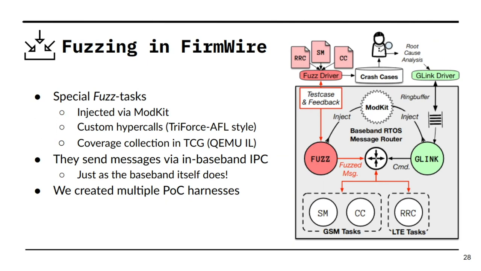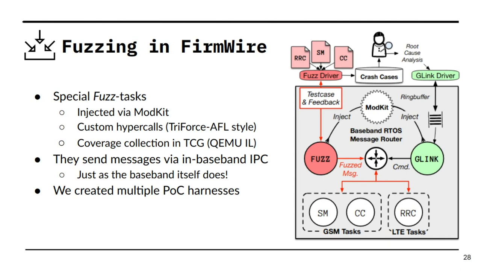And how do we do fuzzing in firmware? Well, we can do normal AFL++ fuzzing, but we do it against a full system emulated baseband, which is kind of cool. For this, we have another task. We had the G-Link task earlier where you can type things in Python and interact with the baseband, but of course this is slow. For fuzzing, we injected a fuzz task using our ModKit. It sends messages that come directly from the fuzzer. It takes something from the fuzzer and sends it to some task that we want to take a look at. We have custom hypercalls to get a new fuzzing message, and the hypercalls also turn on coverage collection, so the fuzzer will know if it found new branches in the target task.